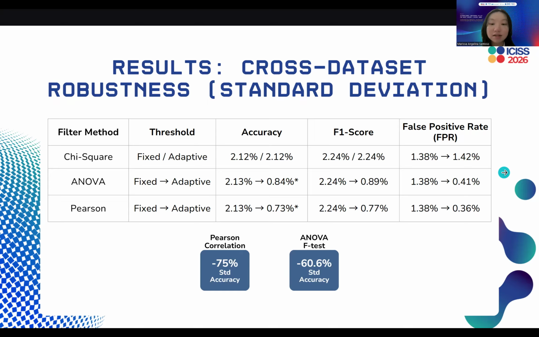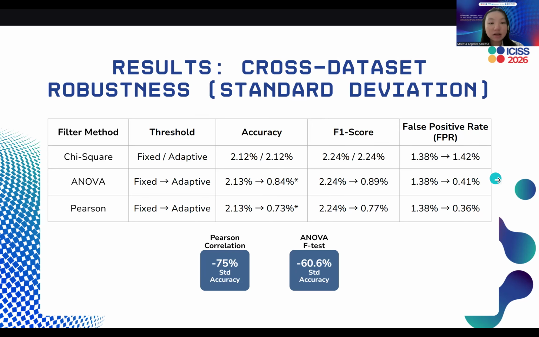False positive rate variance improved as well, down to 0.41% for ANOVA and 0.36 for Pearson. In plain terms, adaptive thresholding doesn't just improve accuracy on individual datasets. It makes the entire pipeline far more predictable when the underlying network topology changes.